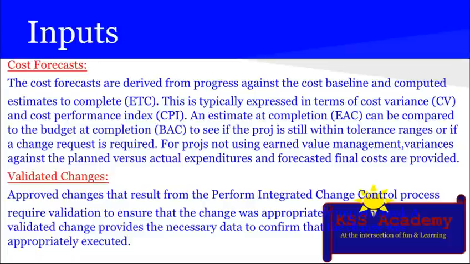The next input is cost forecast. The cost forecasts are derived from progress against the cost baseline and computed estimates to complete, which is ETC. This is typically expressed in terms of cost variance CV, cost performance index CPI, and estimate at completion EAC, which can be compared to the budget at completion, that is BAC, to see if the project is still within the tolerance ranges or if a change request is required. For projects not using earned value management, variances against the plan versus actual expenditures and forecasted final cost are provided.